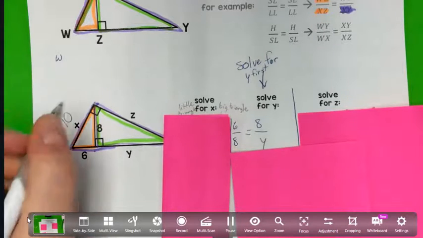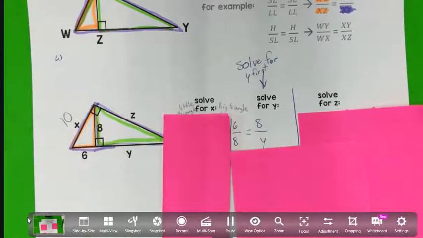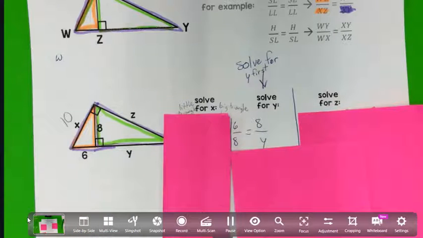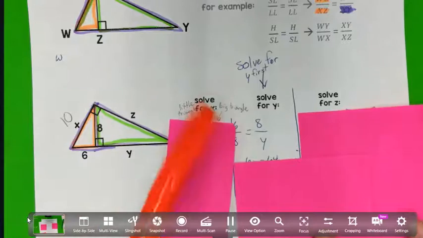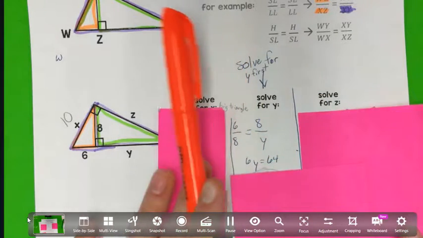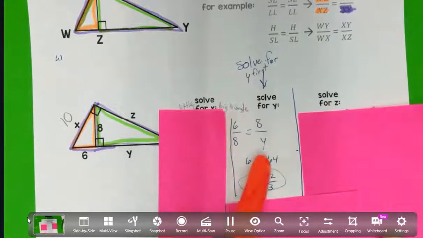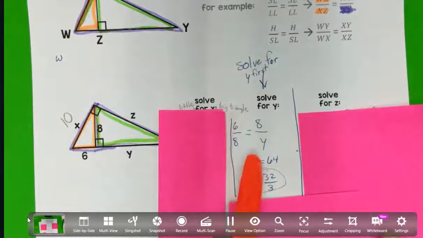So all you are doing is taking your purple triangle and doing short leg over long leg, so 6 over 8, and then your green triangle, short leg over long leg, and doing 8 over y. It's pretty much exactly what we just did. The only change is when we solve for x and z. Y is the same. So if I cross multiply, I get 6 times y equals 64. And then when I divide by 6 on both sides, I get 32 over 3.